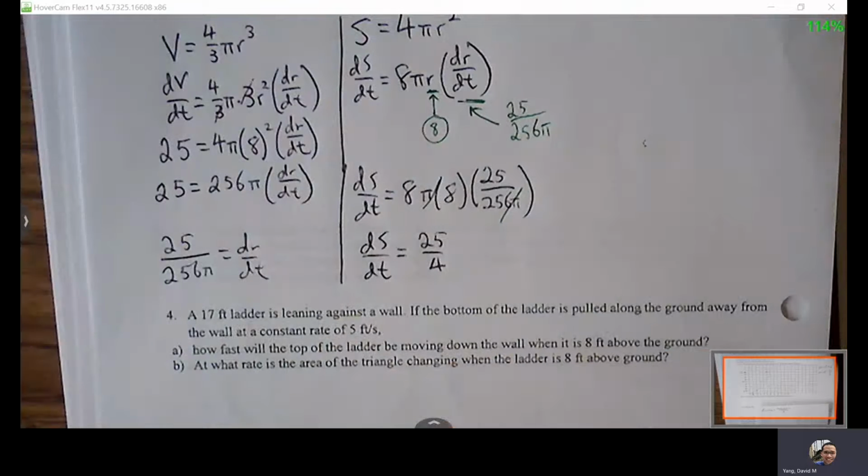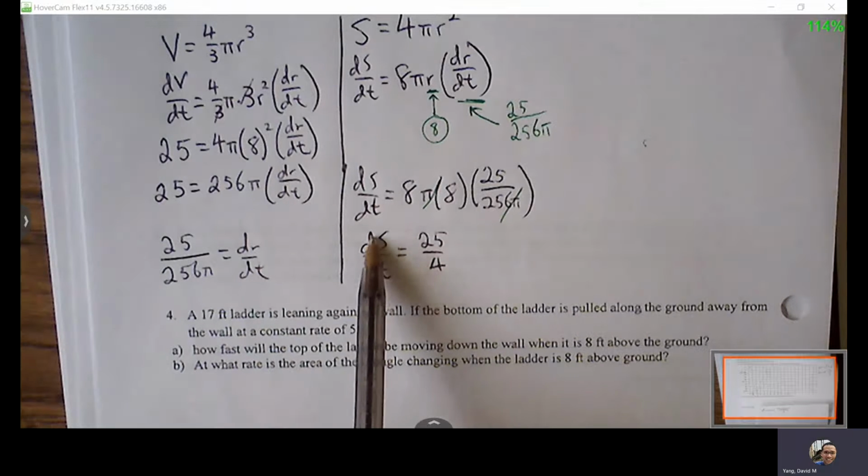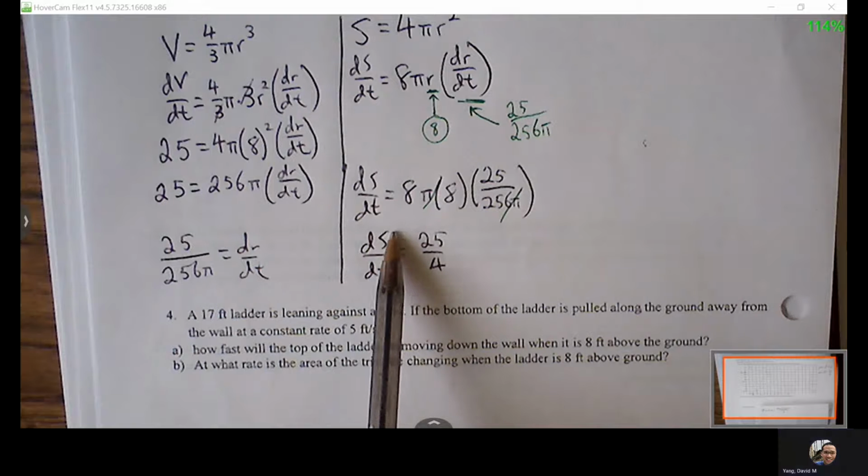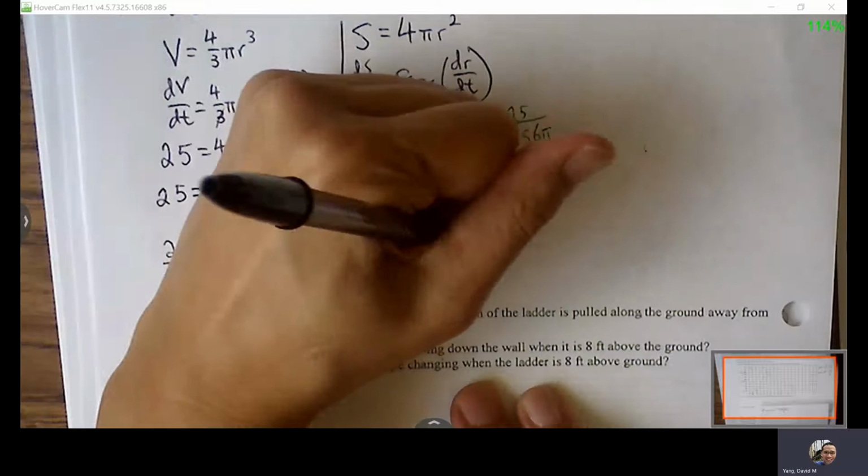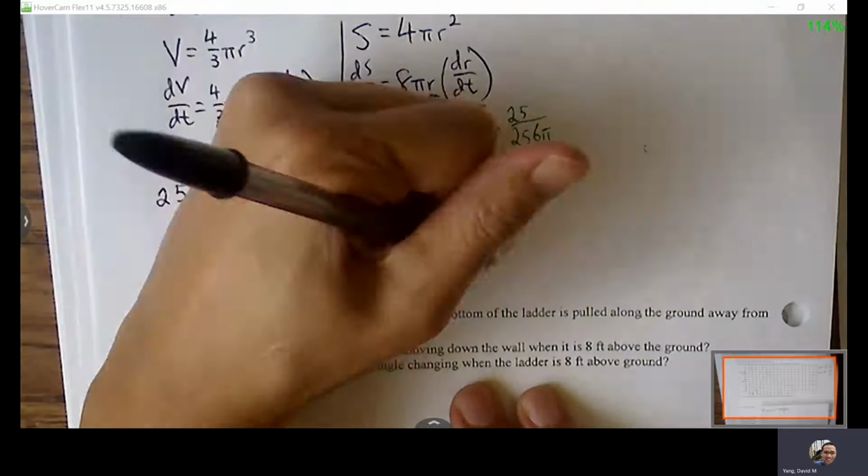And what's our unit of measure? Look at this here, surface area. Well, what's area? Area is a two-dimensional unit, right? So square feet. Was that what you said? Yeah, so square feet per minute.